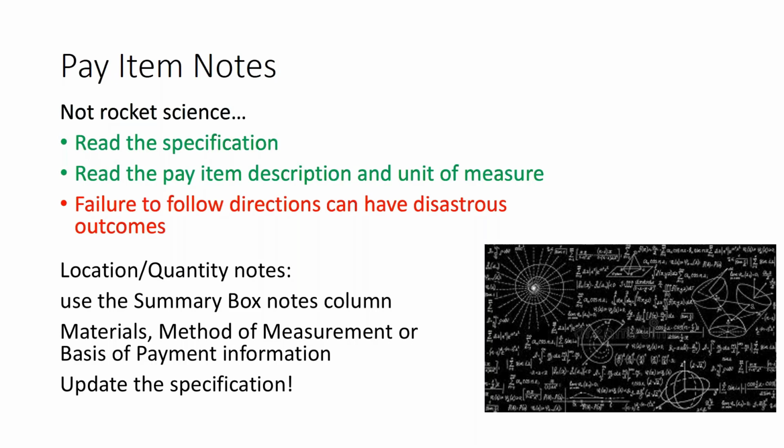If it's a location or quantity specific information, use the summary box or notes column. If it's materials, method of measurement, or basis of payment information, again, you want to generally look at those on the summary box and where those can be covered. If needed, you may want to update the specification if that's what your requirement is.